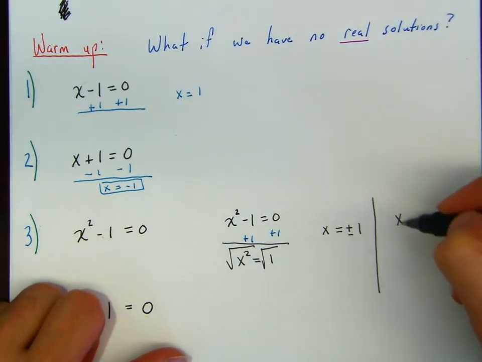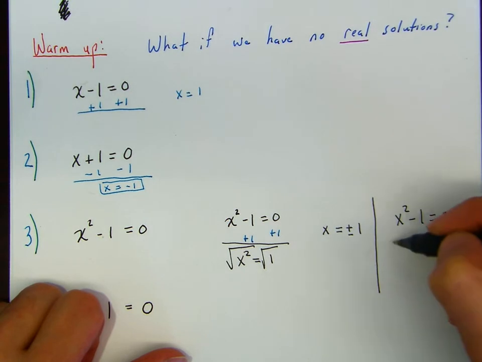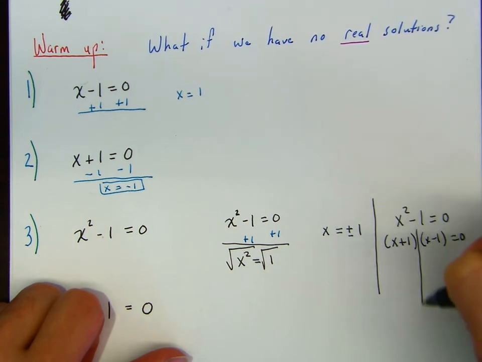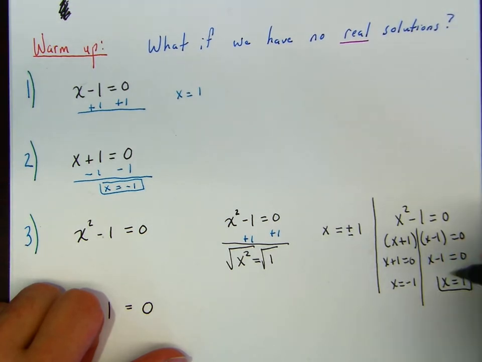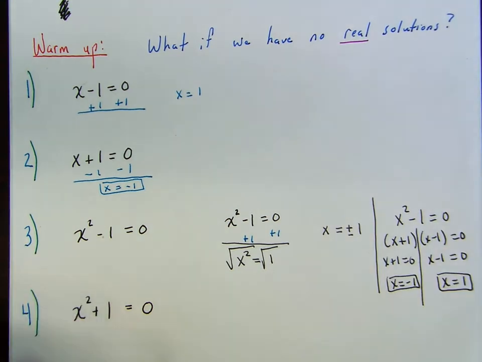You could take x squared minus 1 equals 0, and you can factor it. You could say that it's equal to x plus 1, x minus 1 equals 0. You draw your line, you say x plus 1 equals 0, x minus 1 equals 0. If you solve this, x equals negative 1, x equals positive 1. So that's for the third question.